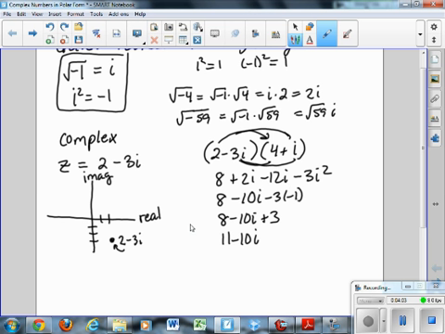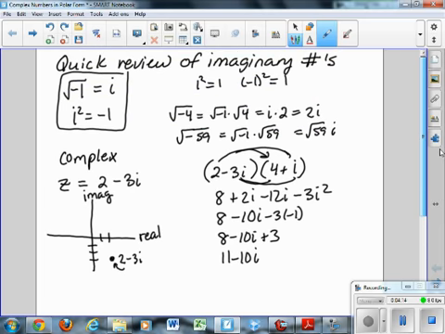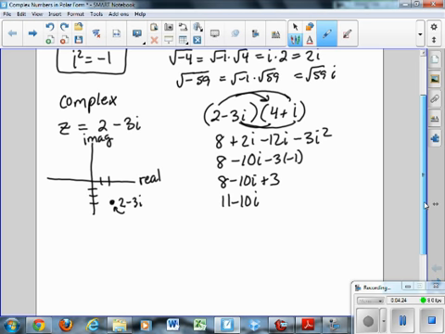Let's see, anything else I need to tell you about that? That's pretty much it for the quick review of imaginary numbers. You can also raise a number to a power, and I'll just have you look at that on the review worksheet. I think that will be sufficient to explain that. Well, maybe I'll give it a quick explanation.